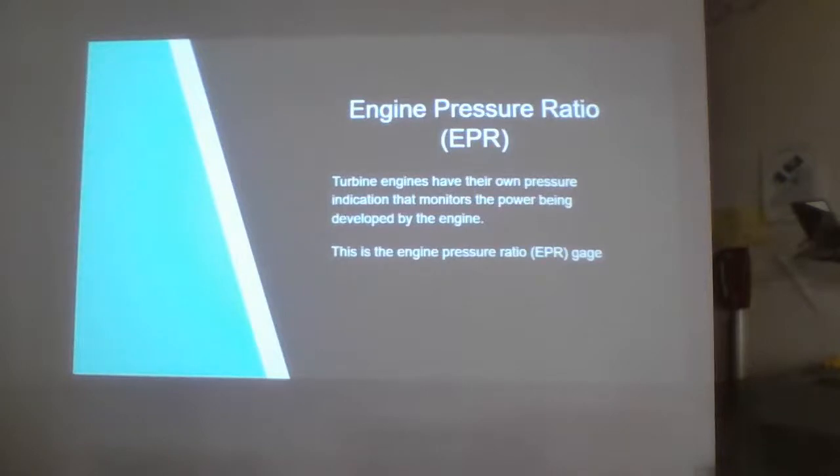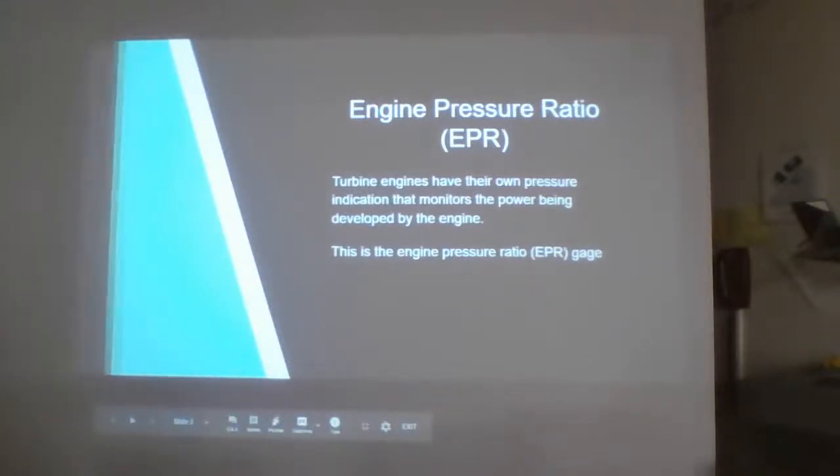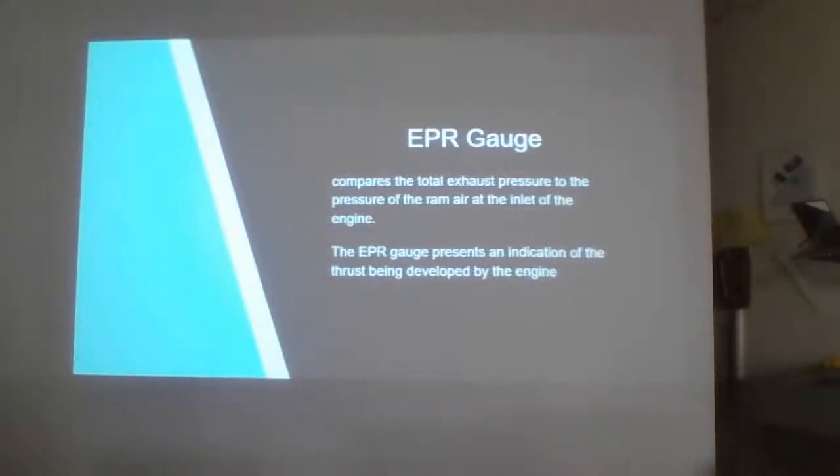Starting with EPR, engine pressure ratio. Turbine engines have their own pressure indication that monitors the power being developed by the engine. And this is the engine pressure ratio gauge. That would be our indicator for the system.